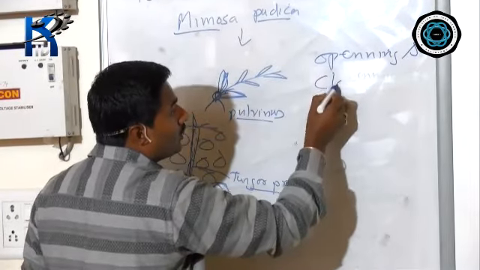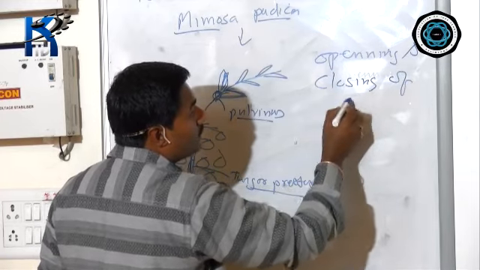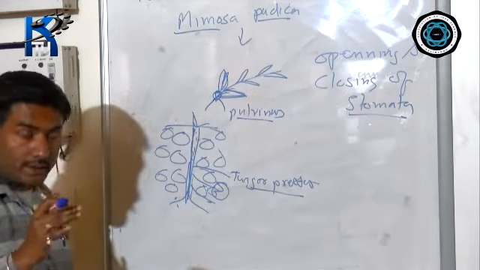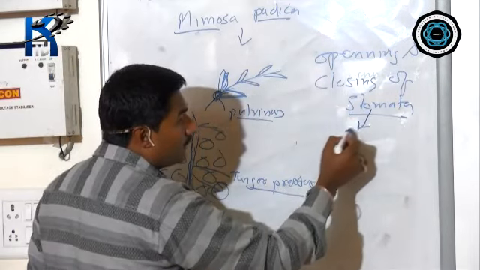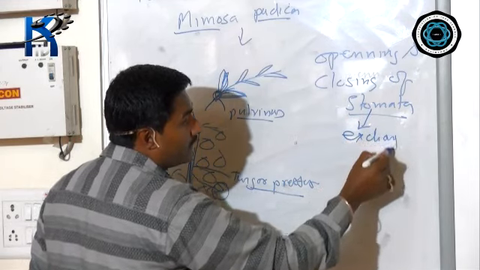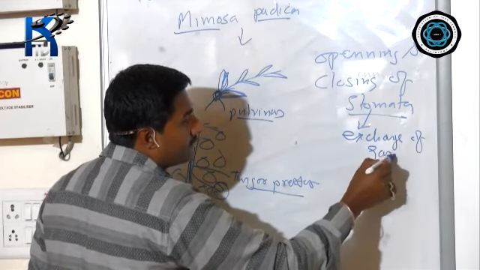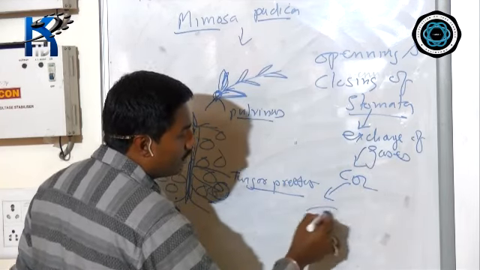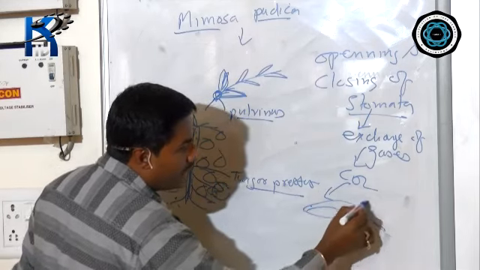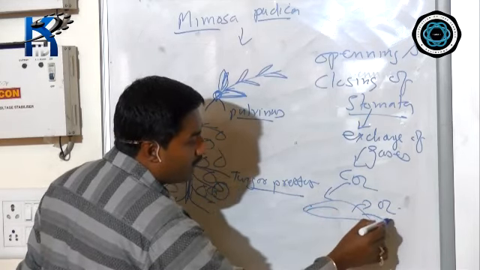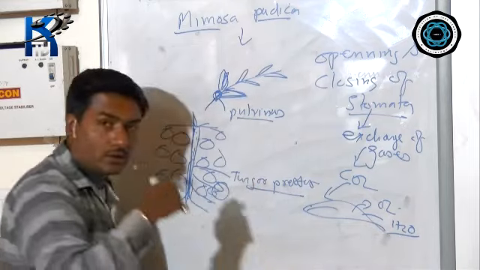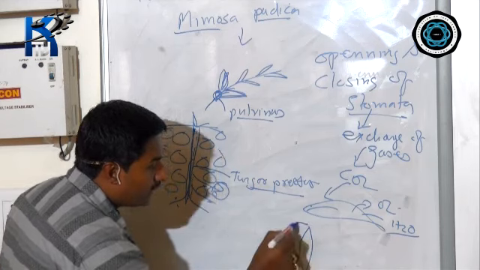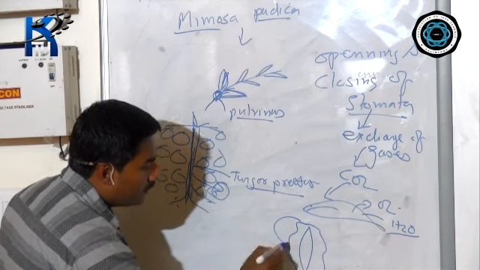Opening and closing of stomata. Stomata are present on the leaf, and from here there is an exchange of gases. Exchange of gases means carbon dioxide goes inside the leaf and oxygen comes out. At the same time, excess water also comes outside. So here you see the opening of this stomata.